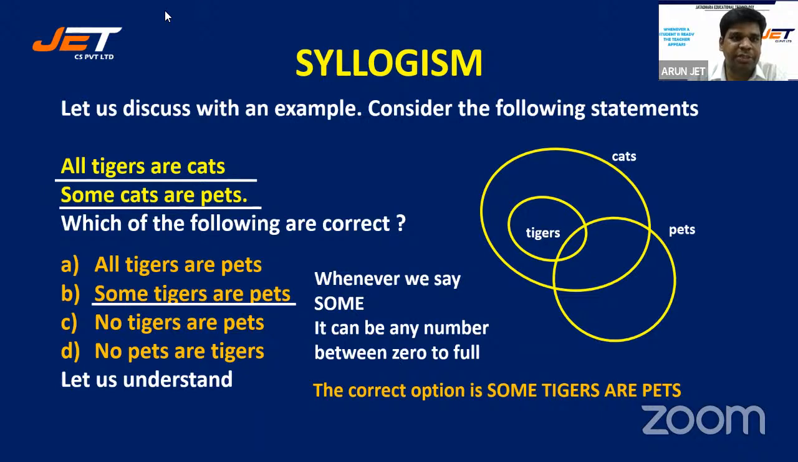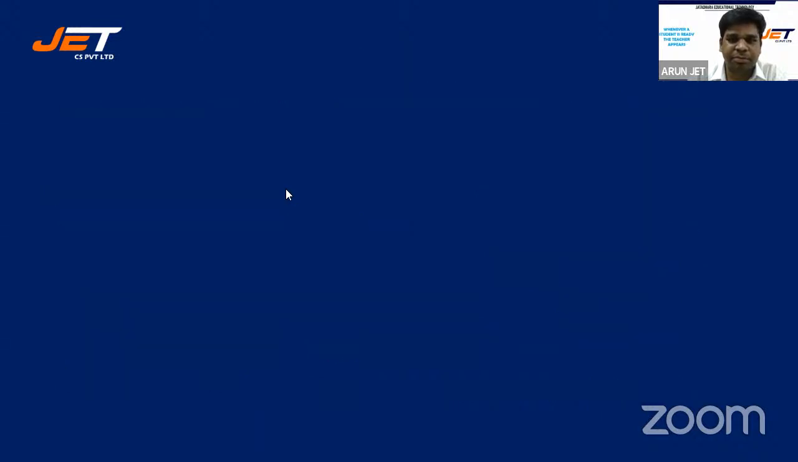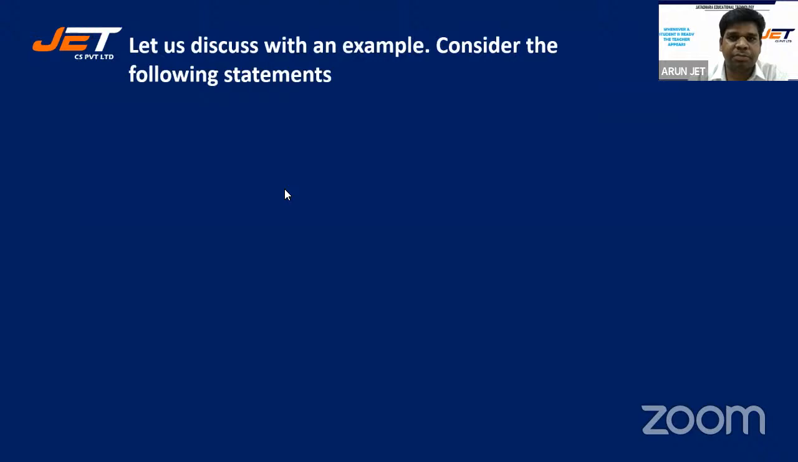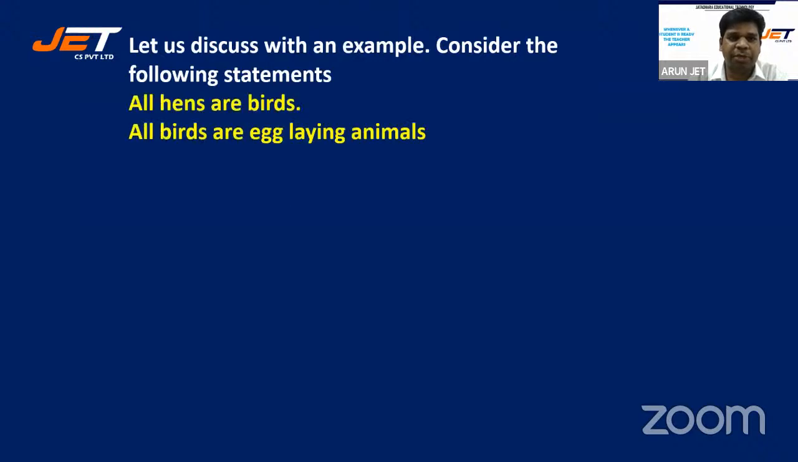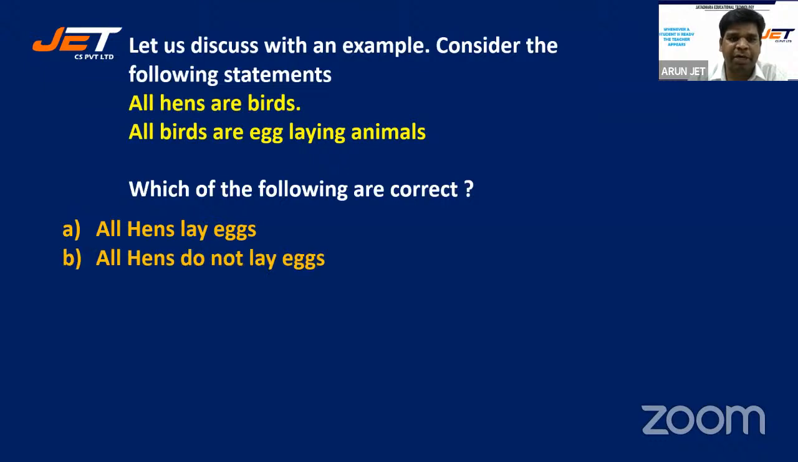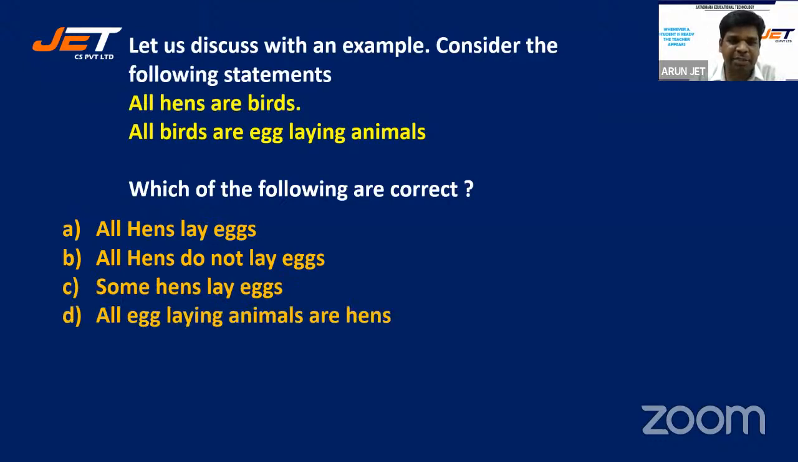All right. Now let's look at the next example. All hens are birds. All birds are egg-laying animals. Which of the following is correct? A, all hens lay eggs. B, all hens do not lay eggs. C, some hens lay eggs. D, all egg-laying animals are hens. Give it a try, students.